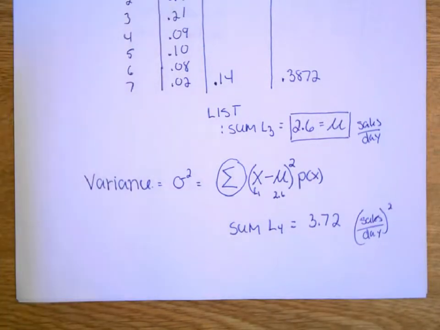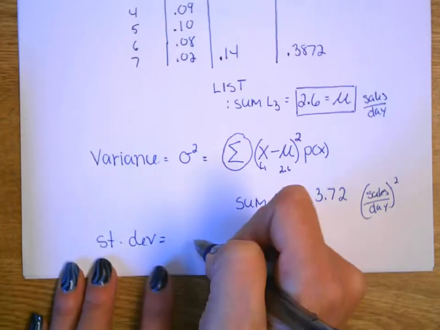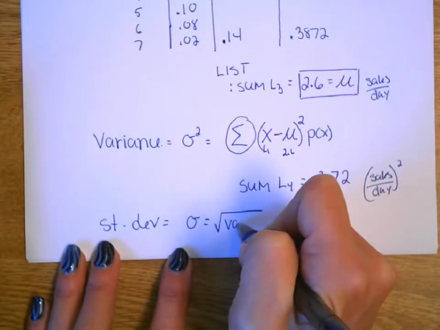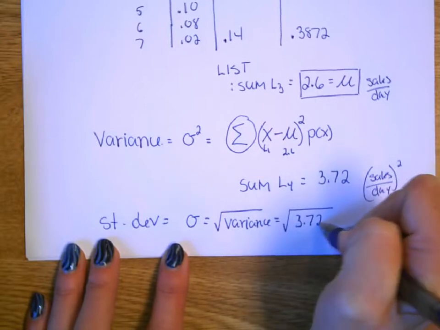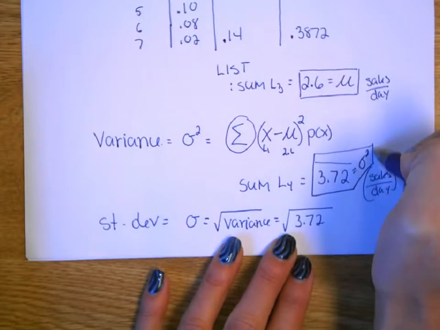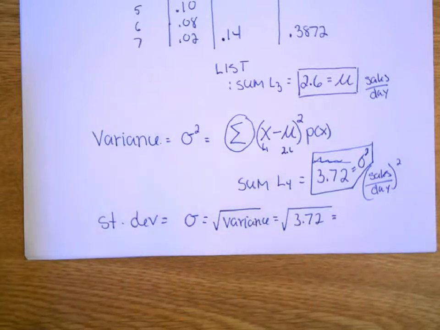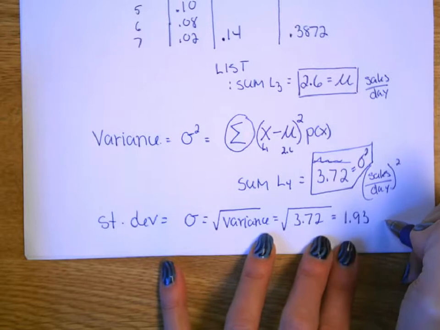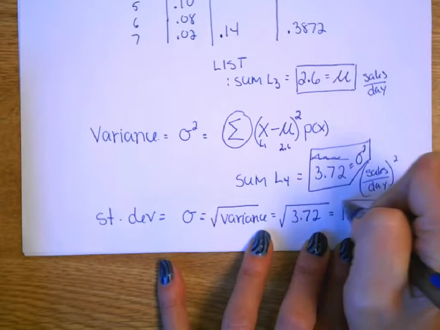And then, what's the relationship between variance and standard deviation? If standard deviation is just sigma, how do I get it? It's the square root of the variance. So I don't need any lists anymore. All I've got to do is take the square root of the answer that I just got. And I should label this so we know what we've got. This is sigma squared. So if I do the square root of 3.72, I get about 1.93. Now we're back to sales per day. That's the average distance from the mean. So there's the 3 answers.